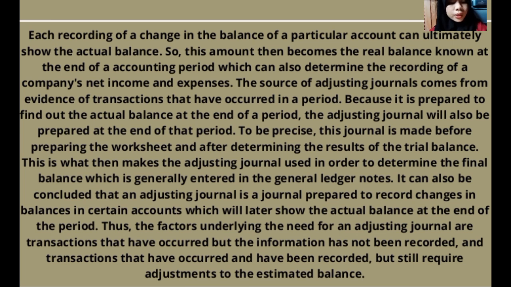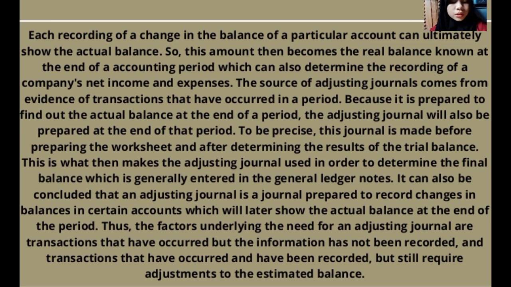The adjusting journal will also be prepared at the end of the period. Precisely, this journal is made before preparing the worksheet and after determining the result of the real balance. This is what makes the adjusting journal used in order to determine the final balance before entering it into the general ledger. Note that the adjusting journal is a journal prepared to record changes in the balance of certain accounts, which will later show the actual balance at the end of the period.